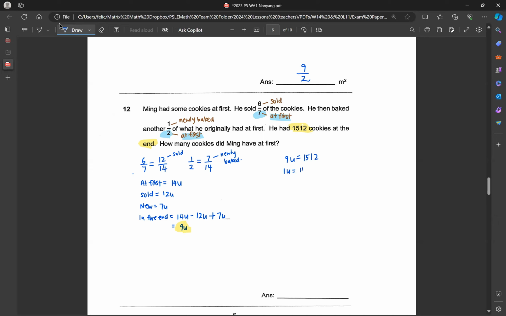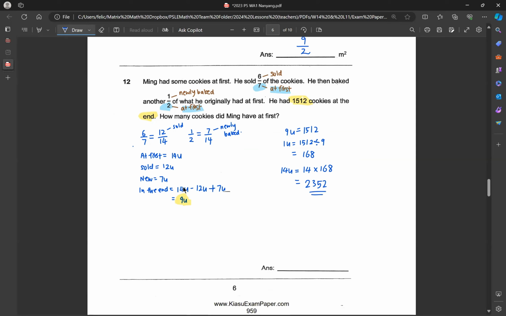Of course, work out 1 unit. So 1 unit will be 168. Once you have 1 unit, always reread the final question. They want how many at first? So remember, at first we have our 14 units here. So simply find 14 units. Okay, and that gives us 2,352 cookies. So that would be the answer.